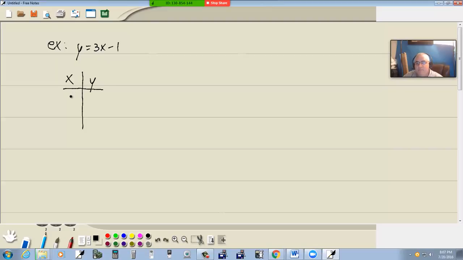And you're going to pick x values. Now you want to keep them fairly small. You don't want to put in like 1 million typically. Keep them close around 0. Maybe I'll plug in negative 1, 0, and 1.